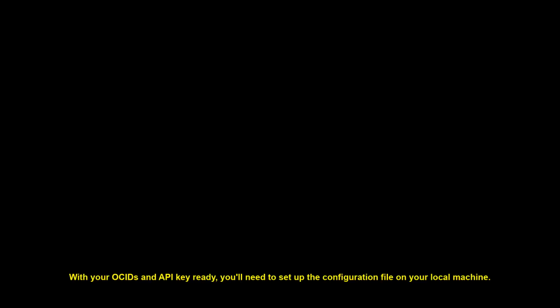your local machine. Create a directory for your configuration, such as .oci. Inside this directory, create a file named config. Open the config file in a text editor. Begin by specifying the profile name. The default profile is usually named default.